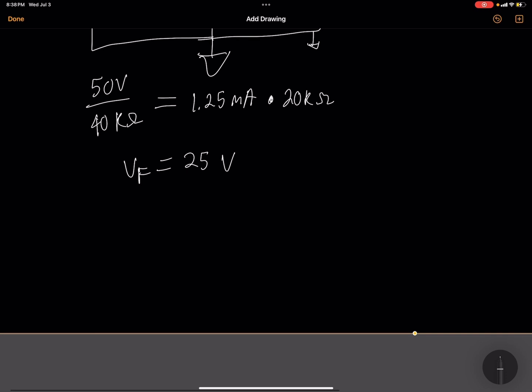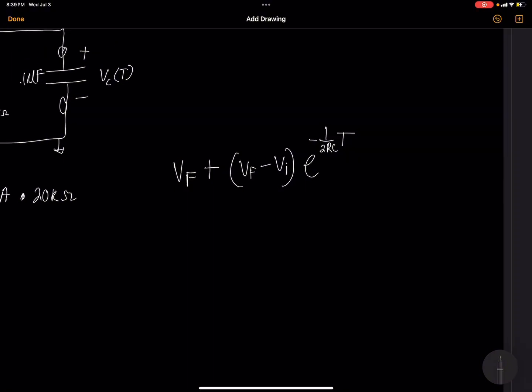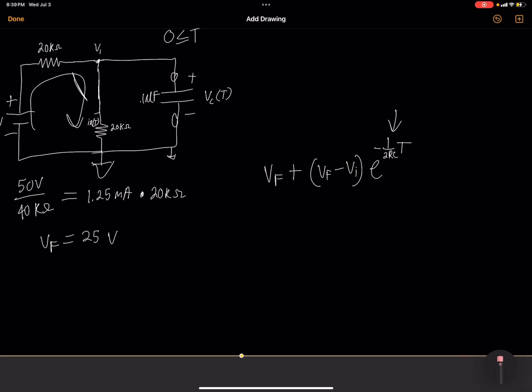So the formula that you actually use for first order circuits is V final plus V final minus V initial, e to the 1 over 2 RC negative times T, right? And that is for all the equations for first order. That's how you solve all of the capacitor ones. This changes for the inductor.